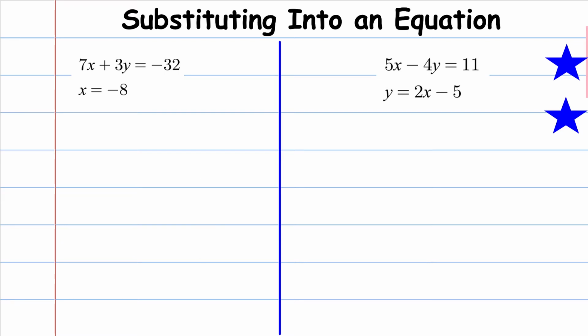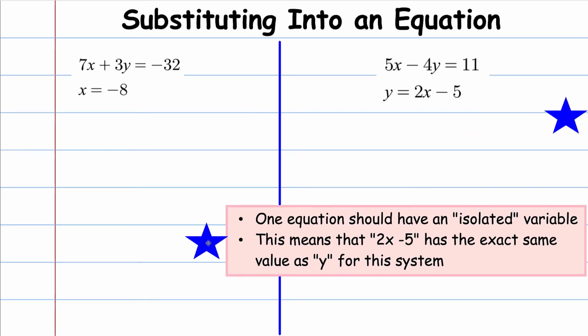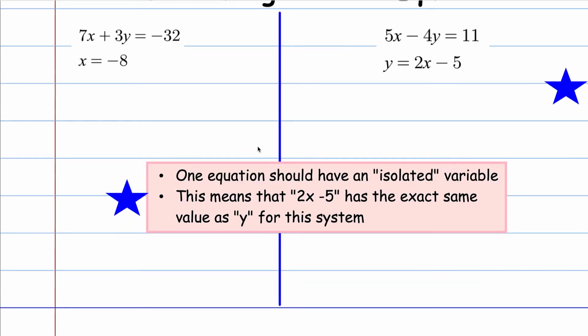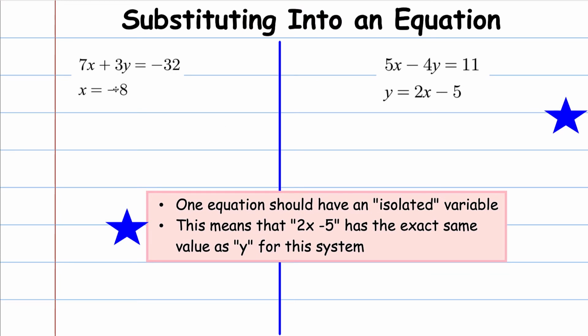So one of the things that must be true is that you have to have what we call an isolated variable. In other words, one of the equations should have a variable all by itself. For both of these, I already have set them up so that they do have that, and that's what we're going to be practicing. So in this one, x is equal to a constant, and in this one, we have y equals a variable expression.